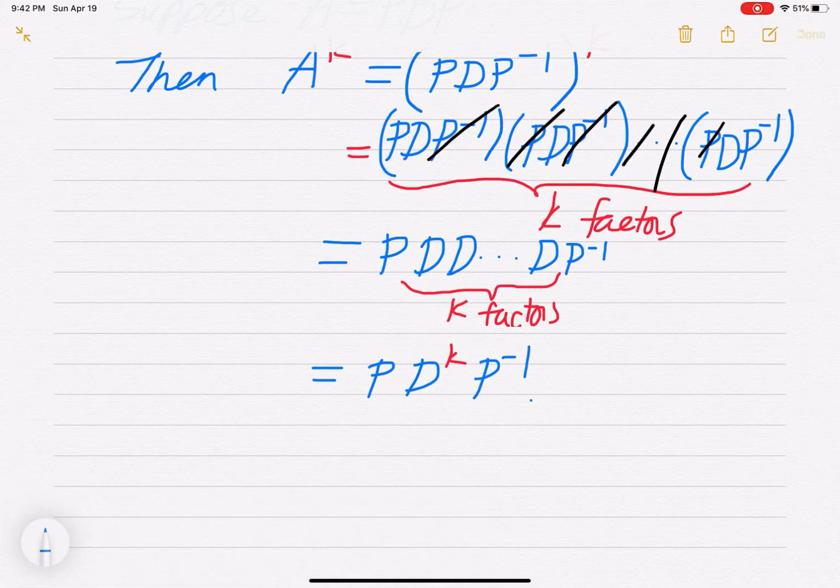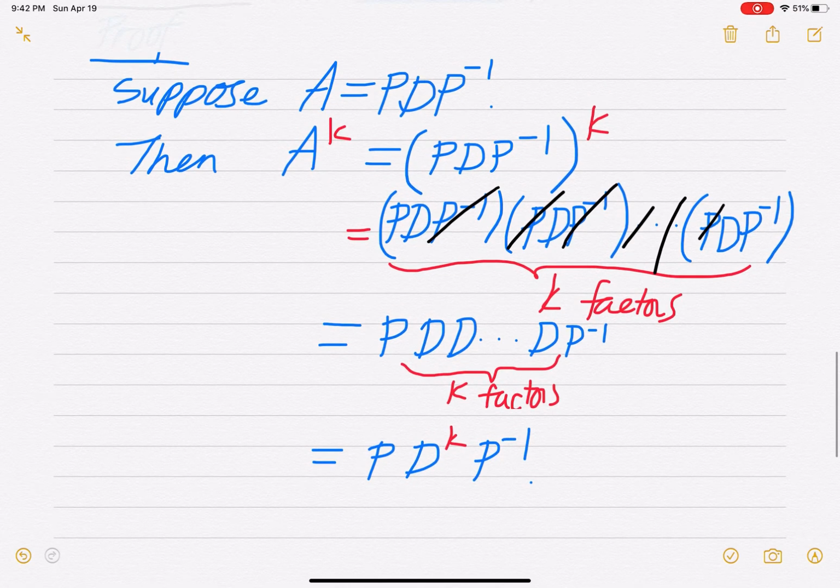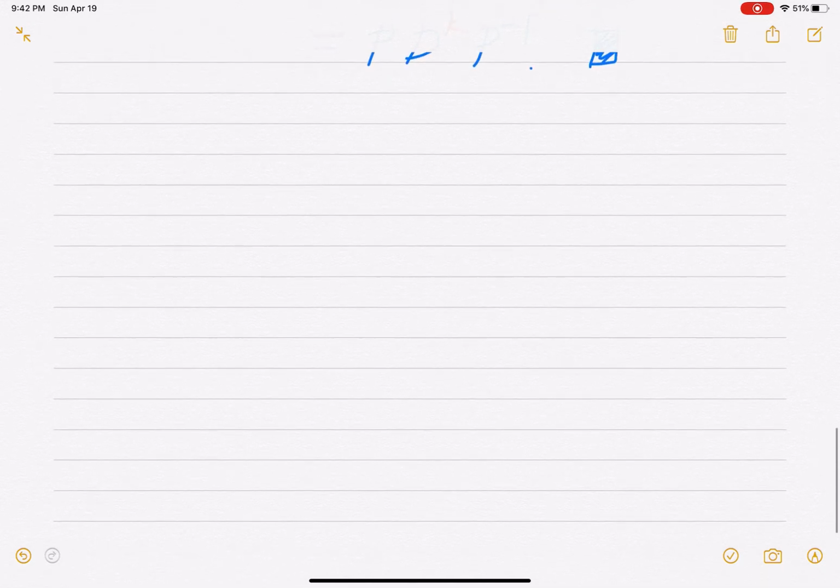So in short, if A is similar to D, then A to the K equals P D to the K P inverse. That's sometimes useful for doing quick computations, making your computations easier. Let's do an example or two of that. Here's an exercise.